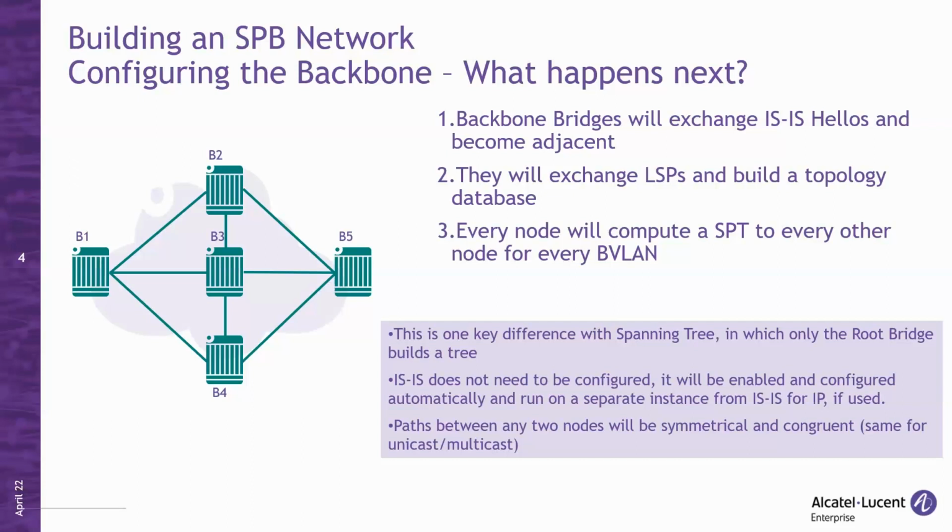Another thing to mention that will please those who have never used ISIS is that in fact this protocol does not need to be configured. It will be automatically configured and will run on a separate instance from the one used for IP if it is used. And again, paths are symmetric and congruent, which means unicast and multicast traffic uses the same path. We will talk more about multicast, or more precisely bump traffic, elsewhere in this workshop.